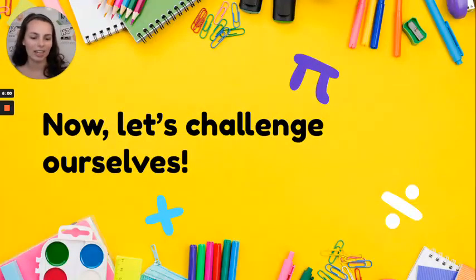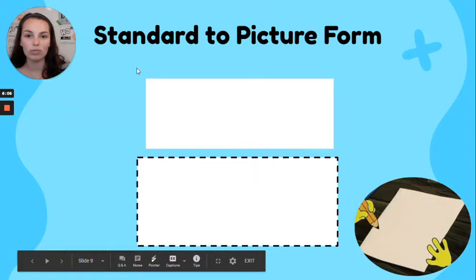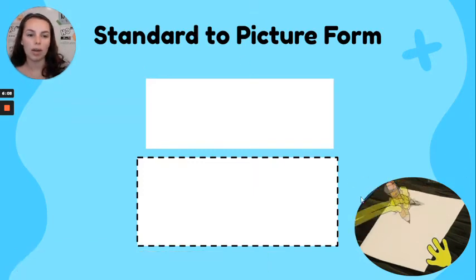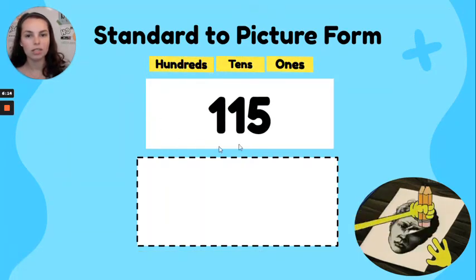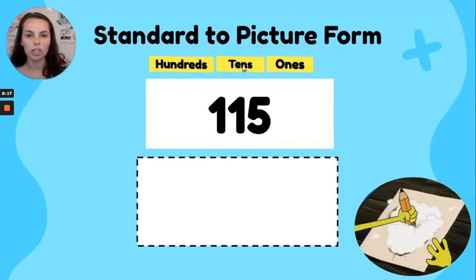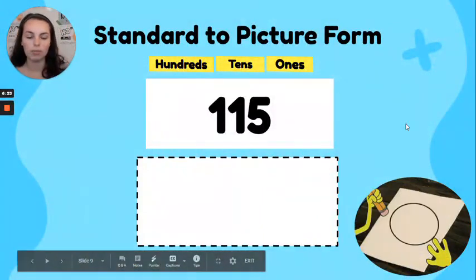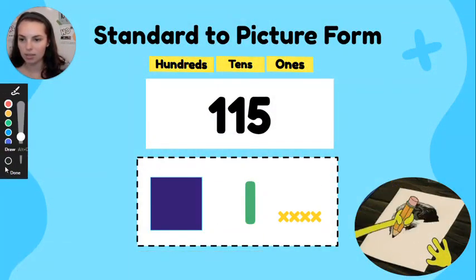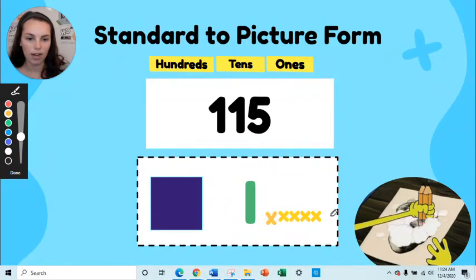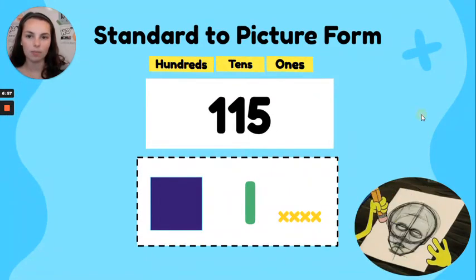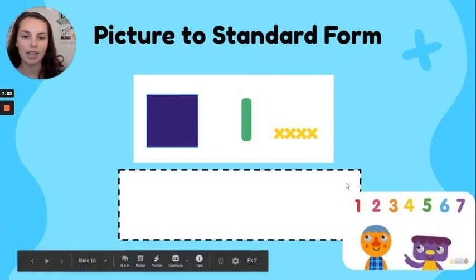Now let's challenge ourselves with some harder questions. Let's take a standard form number and turn it into a picture form. Ooh, this is the standard number. Remember, hundreds, tens, and ones. So now I want you to try to draw it into picture form. You should have gotten, except I forgot to add another one. So it should have 5 ones. There we go.